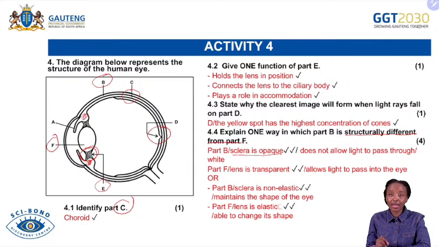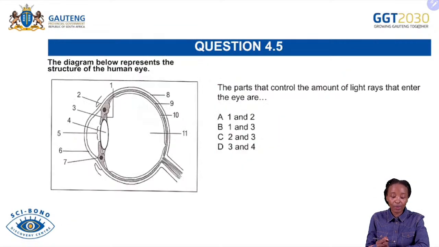We are not asked about the adaptation, but how is it structurally different? So the sclera is opaque, the lens is transparent. The sclera is non-elastic and the lens is elastic. So we are not going to look into this. I'm looking at the time.